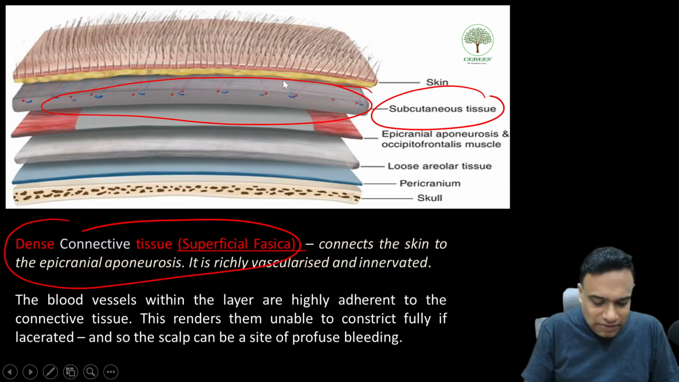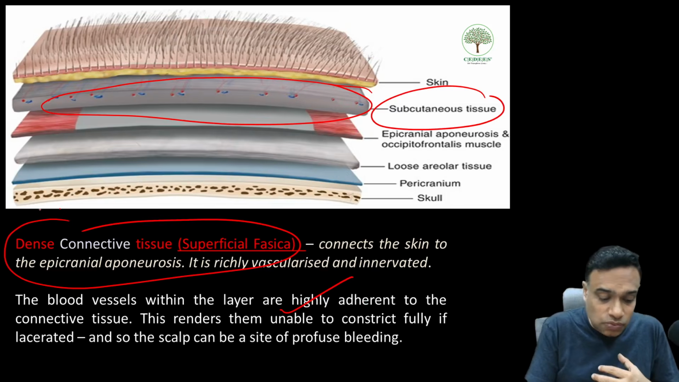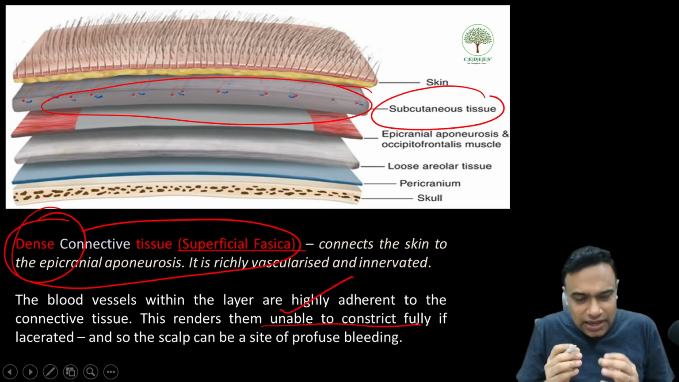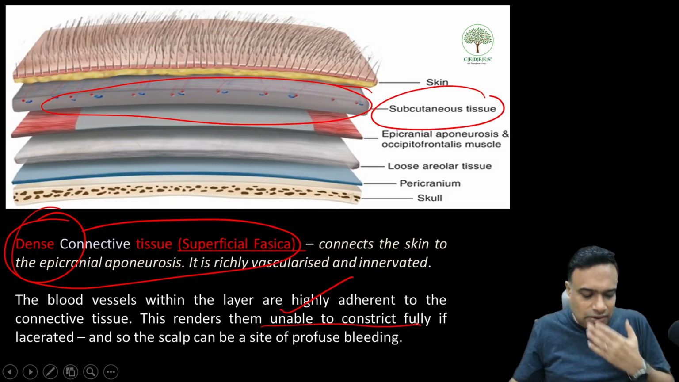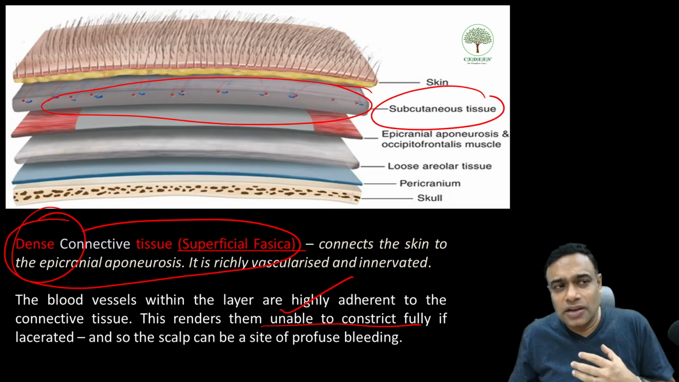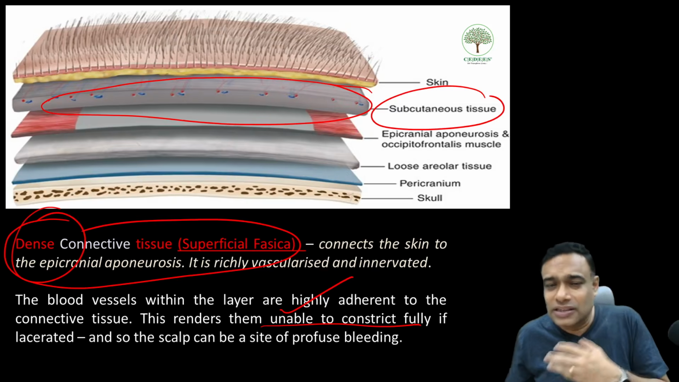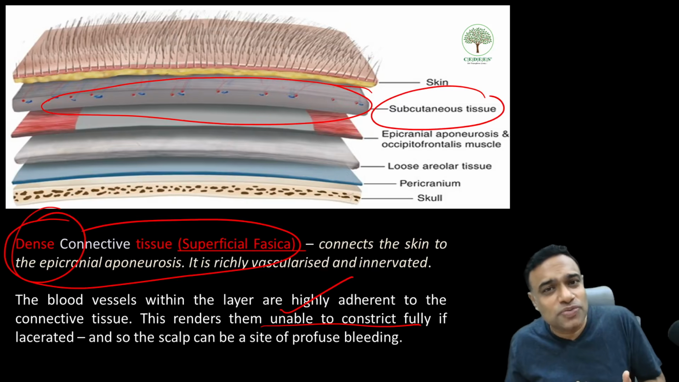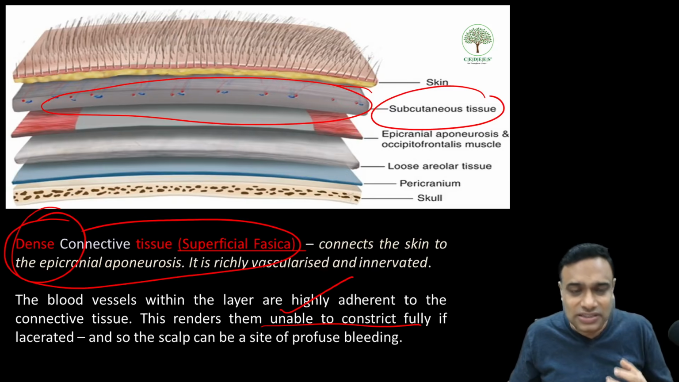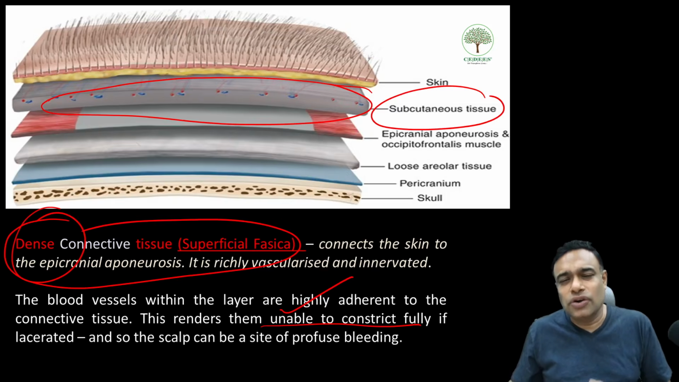Okay, so the blood vessels within the layer are highly adherent to the connective tissue. Remember the word dense, very fibrous, and this renders them unable to constrict fully if lacerated, and that is why in the scalp there is profuse bleeding. It has a very rich vascular supply, so it heals well. At the same time, because of its very rich vascular supply, there is also a tendency for excessive bleeding, and the reason is how the vessels are attached to your fibers.